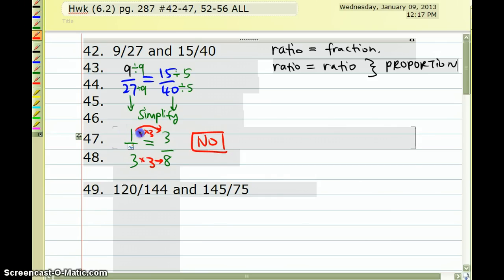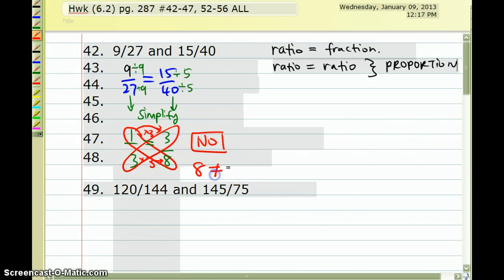Another reason: I cross multiply 1 and 8, giving me 8, and then 3 and 3 giving me 9, and 8 is not the same as 9. So that's another way to prove that in number 42 those are not ratios, or not, sorry, proportions.